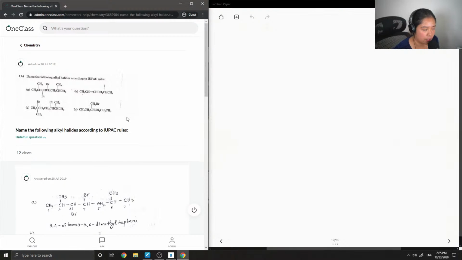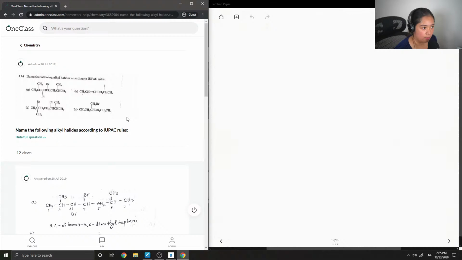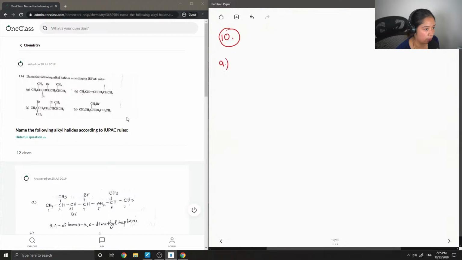Okay, so I think we have time for one more question. And this is question number 10. Name the following alkyl halides according to the IUPAC rules. So first, let's just write down compound A.